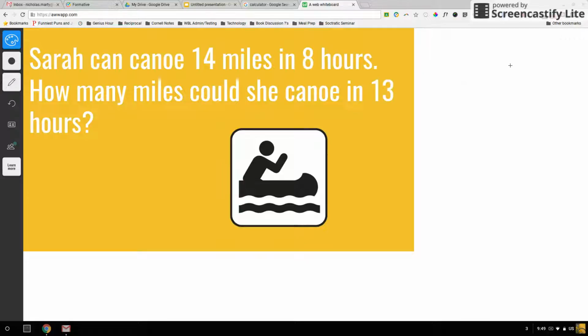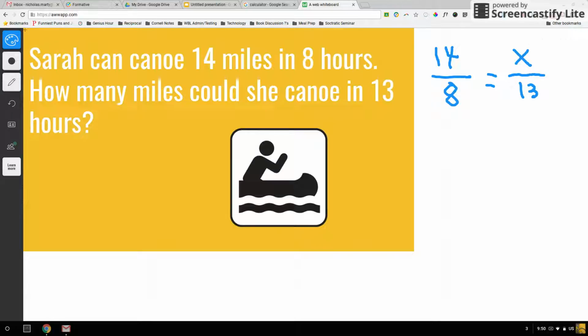All right, so let's set up our proportion problem. The sides that we know is that she can go 14 miles in 8 hours. So I'm going to set that up like a fraction, 14 to 8. We're trying to figure out how many miles, which we don't know, so I'm going to use x as my variable, can she go in 13 hours? So we have our hours both on the bottom, our miles both on the top.